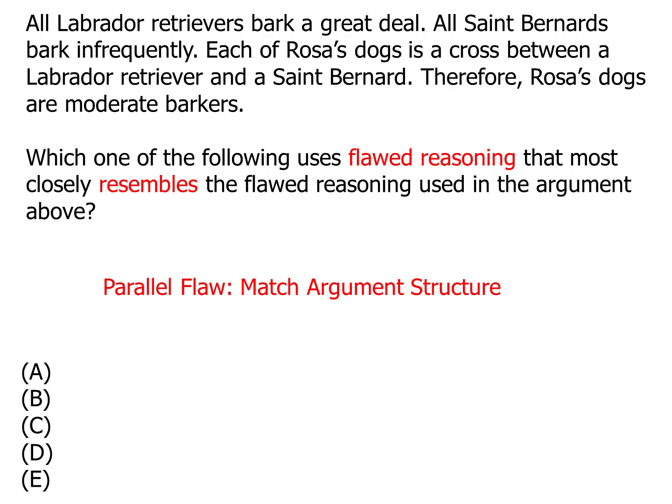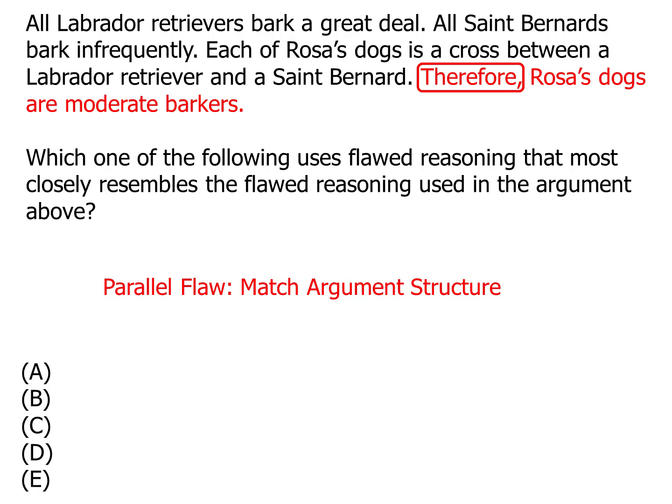So before you can find a parallel argument, you have to figure out what the argument is. So break the original argument down into its component parts. We can find the conclusion after the helpful conclusory keyword therefore. Therefore, Rose's dogs are moderate barkers. We then have 3 pieces of evidence.